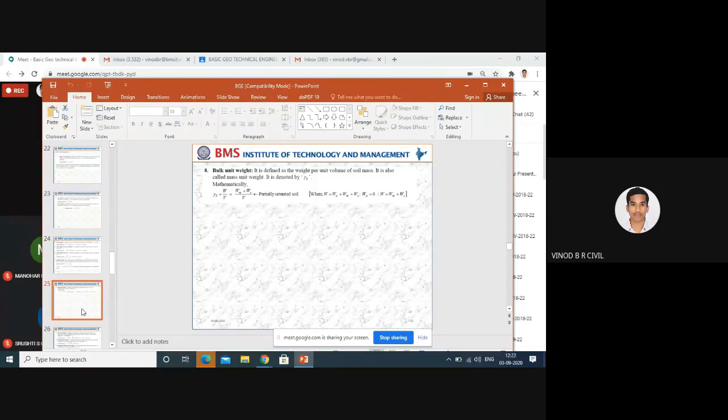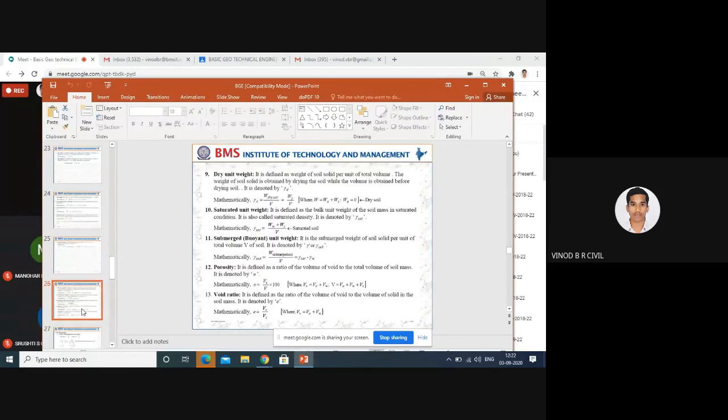Here total weight equals weight of air plus weight of water plus weight of soil. That is the three-phase diagram. Weight of air is 0, so we can expect weight of water plus weight of soil.